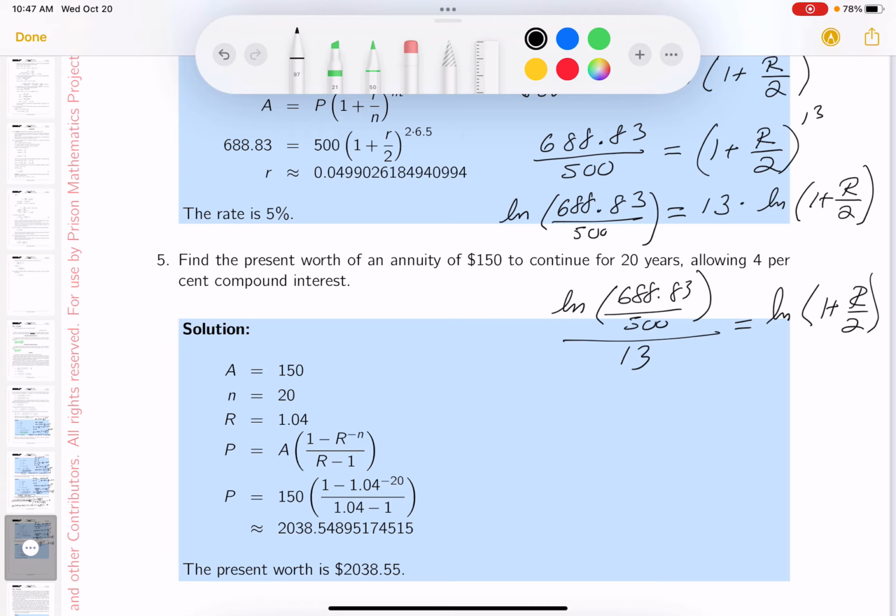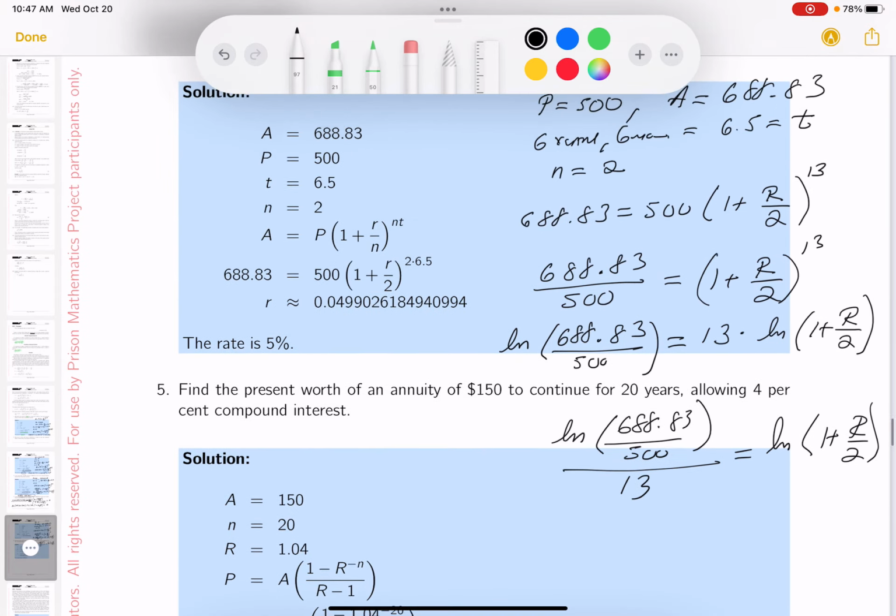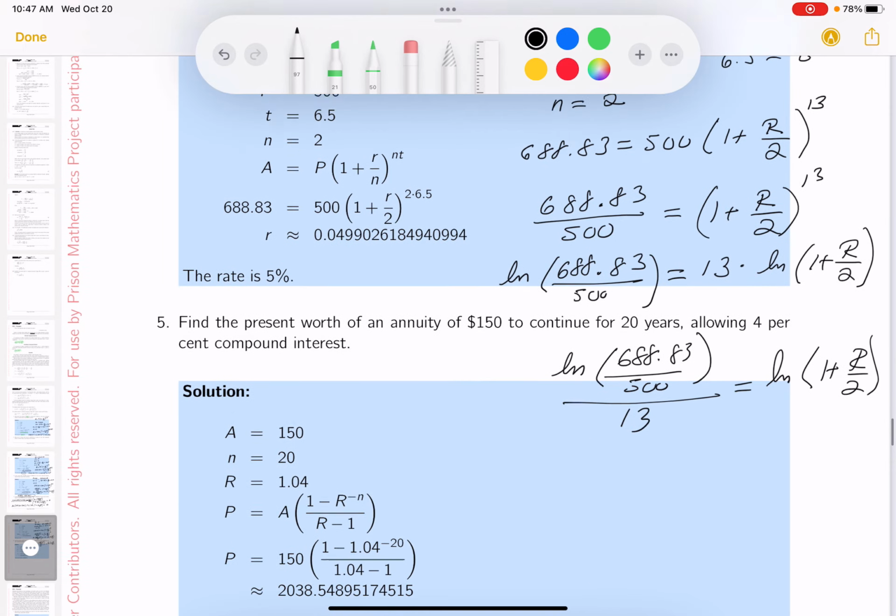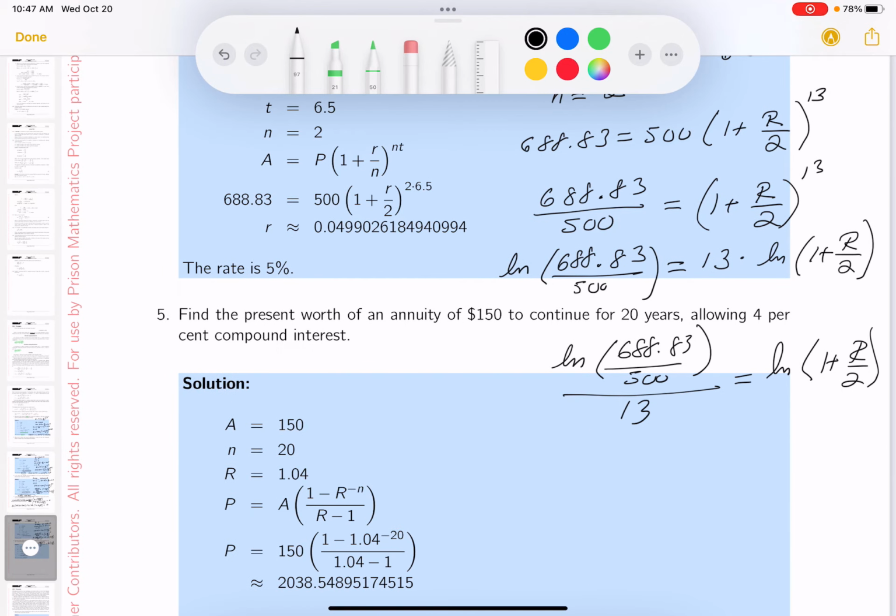Let me see. Oh, I'm sorry. I'm reading the wrong question. I started reading 5 and I'm on 4. I'm sorry about that. I'm looking at the wrong thing. And I was wondering, where's that coming from?